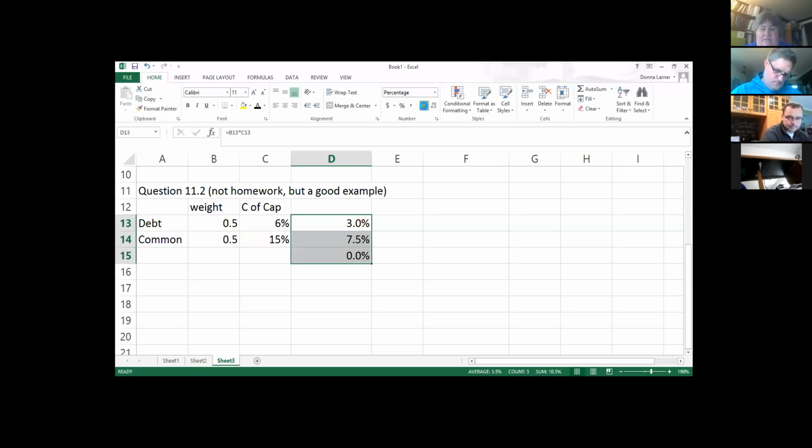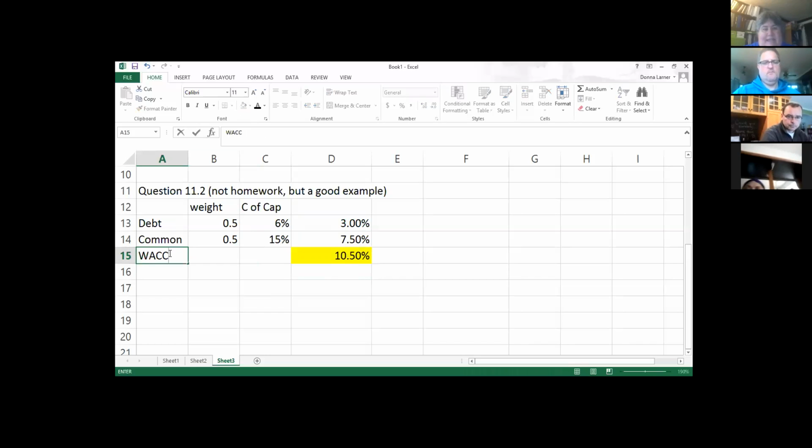And then add them up. And their average, if you remember averages, since they're 50-50, you do a straight up average. 6 plus 15 makes 21. Half of 21 is 10.5. So their weighted average cost of capital, you'll see that abbreviated WACC, is 10.5.